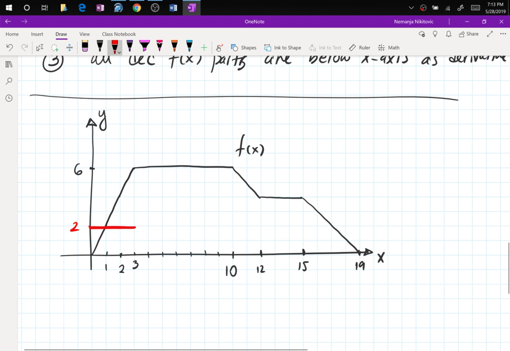What's happening next? No slope, which means derivative is 0. The next piece is a constant piece. There is no change. When something is constant, there is no change. So derivative is 0 from 3 to 10.